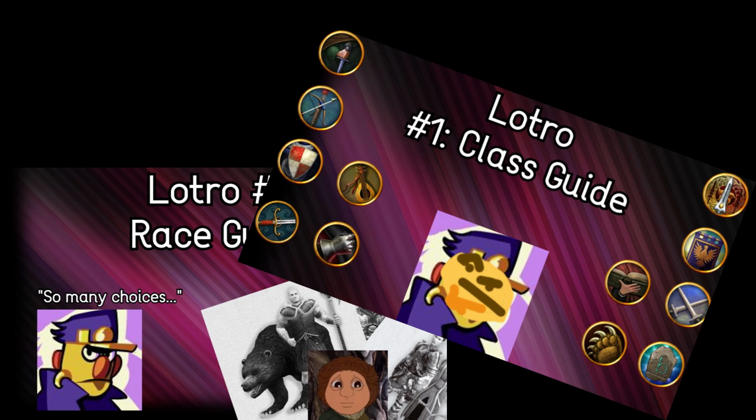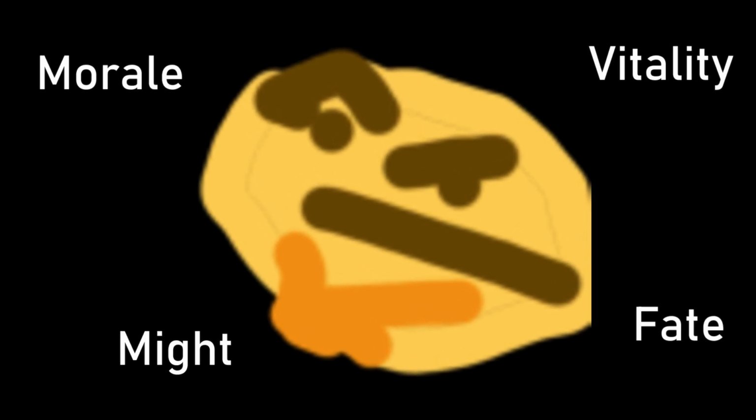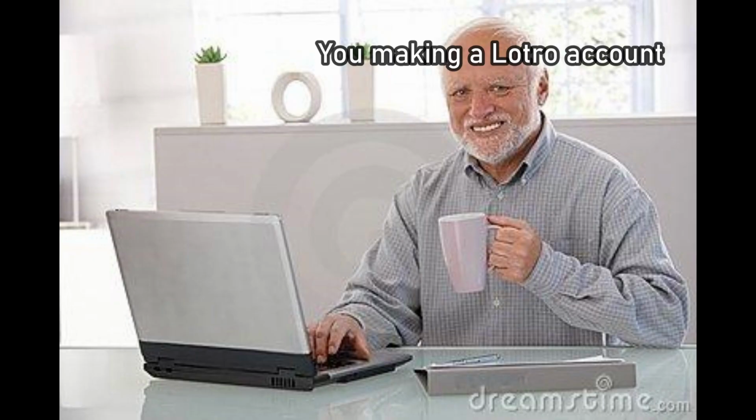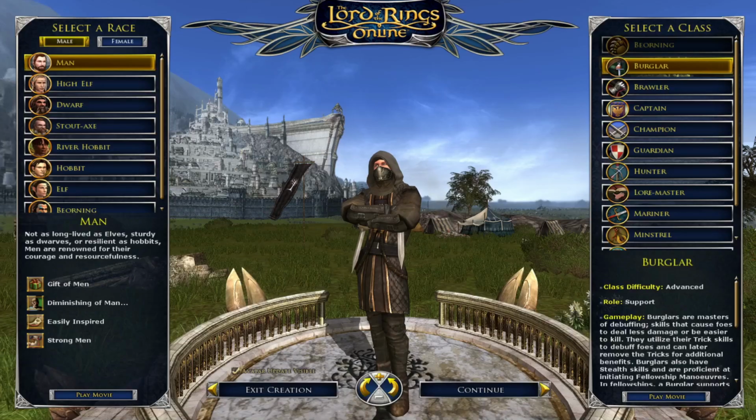he's talking about. But he uses a lot of words and vocabulary that you're not quite familiar with, such as might, fate, vitality, morale, and wrath. You're intrigued and decide to make an account and download the game to see what's going on. You choose a class and race combo that, maybe it was recommended, maybe it wasn't, from those videos, and you hop into Middle-earth.